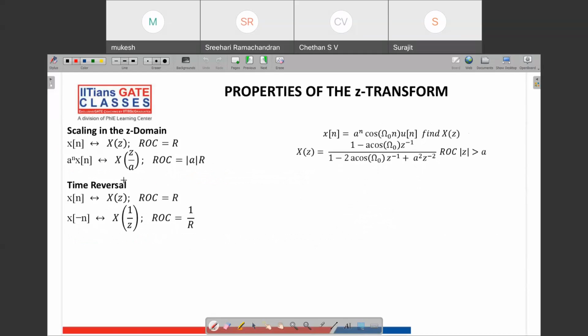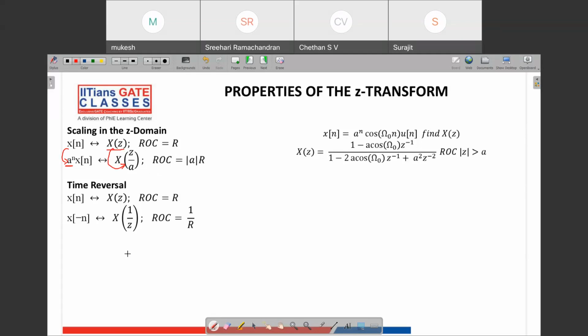Next is the scaling in the Z domain. Let's say you have a signal X of z, and here you are scaling in the Z domain. Instead of z, you are replacing it with z by a. That's what we call scaling in the Z domain. So in the time domain, you will be multiplying it with a to the power n.